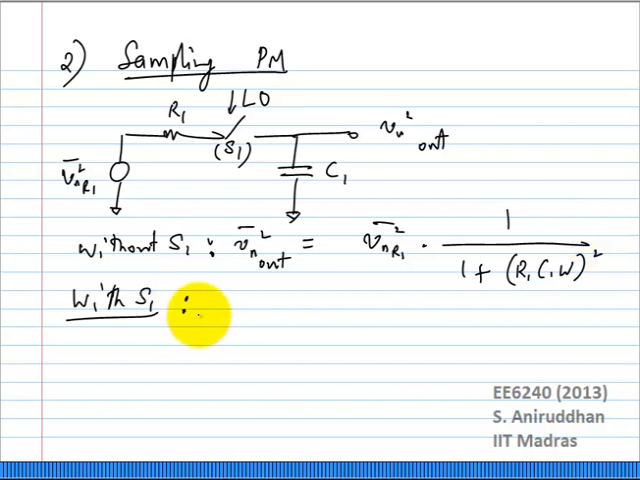If you have the switch, now what happens? You have two cases again, when the switch is on and when the switch is off. When the switch is on, you have exactly the same. So I'll call this Vn squared LPF to make it easier. This is the output squared noise of the low pass filter without the switch. So with S1 on, it is the same as Vn squared LPF.